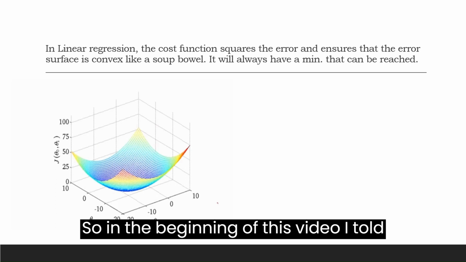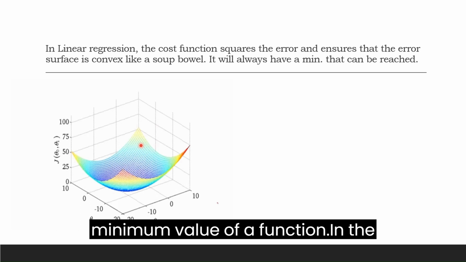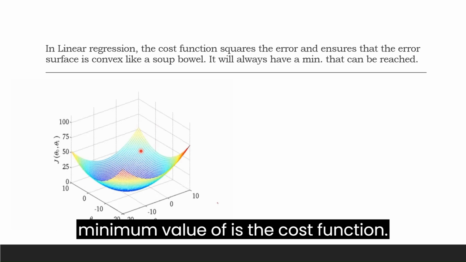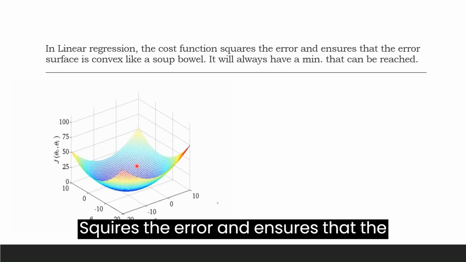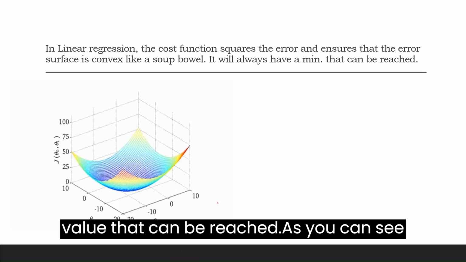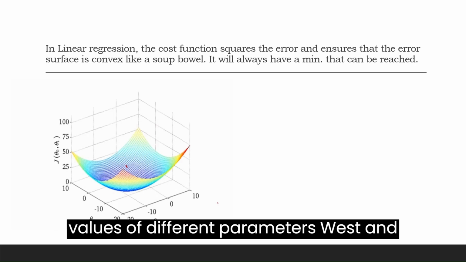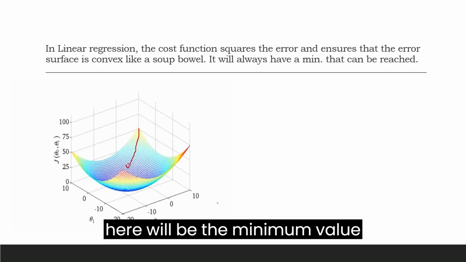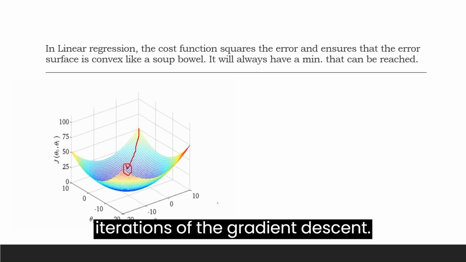So, in the beginning of this video, I told you that gradient descent is an algorithm that is used to find the minimum value of a function. In linear regression, the function that we have to find the minimum value of is the cost function. In linear regression, the cost function squares the error and ensures that the error surface is convex, like a soup bowl. It will always have a minimum value that can be reached. As you can see here, if you iterate the values of different parameters w and c, you will find here will be the minimum value of the function. We have to find this value through different iterations of gradient descent.